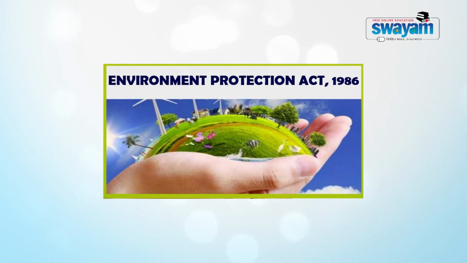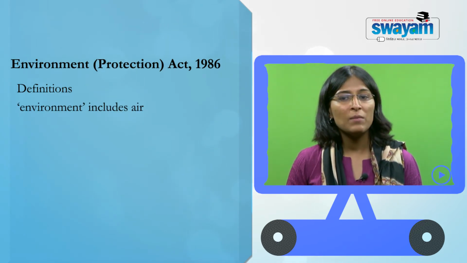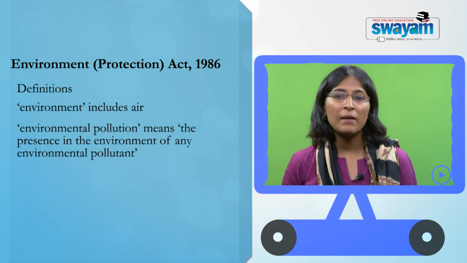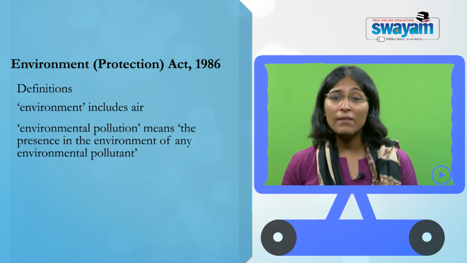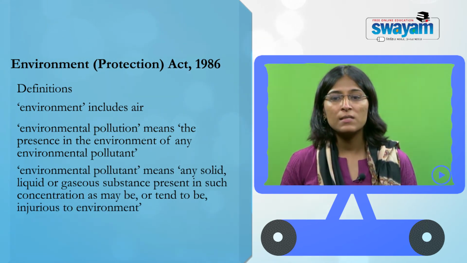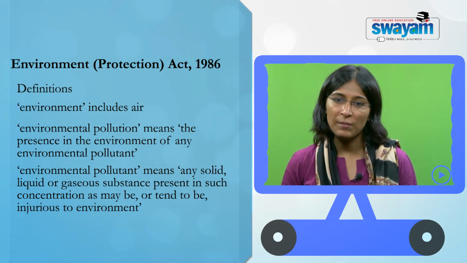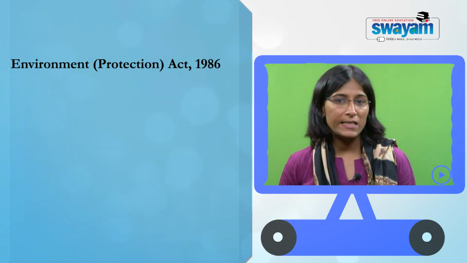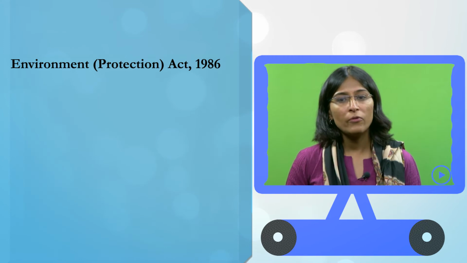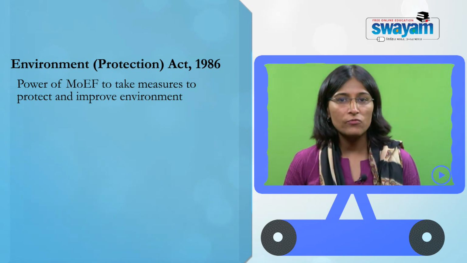The other important legislation from the point of view of air pollution is the Environment Protection Act of 1986, where the definition of the term environment includes air. The definition of environmental pollution means the presence in the environment of any environmental pollutant, and the term environmental pollutant means any solid, liquid or gaseous substance present in such concentration as may be or tend to be injurious to the environment. Under the Environment Protection Act 1986, the Ministry of Environment and Forests has been given a number of powers, one of which is to take measures to protect and improve the environment.